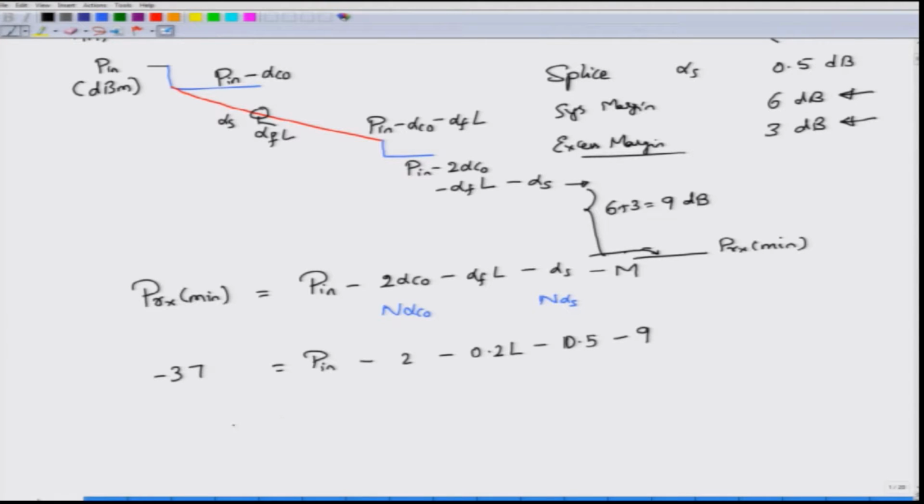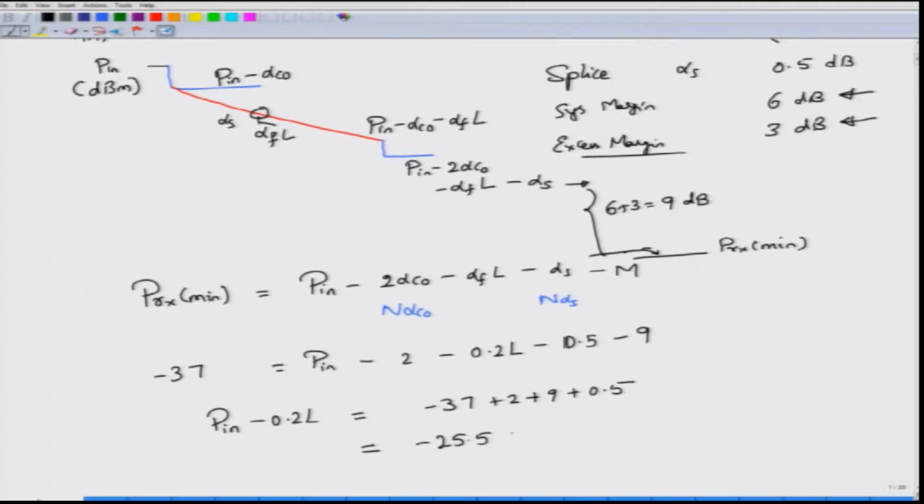So, you can look at this equation. So, you actually have P in minus 0.2 L is equal to minus 37 plus 2 plus 9 plus 0.5, which turns out to be minus 37 plus 2 is minus 35, minus 35 plus 9, this is about minus 24. So, it is about 9 and 1, which is 10. So, minus 27, minus 26 and minus 25.5.